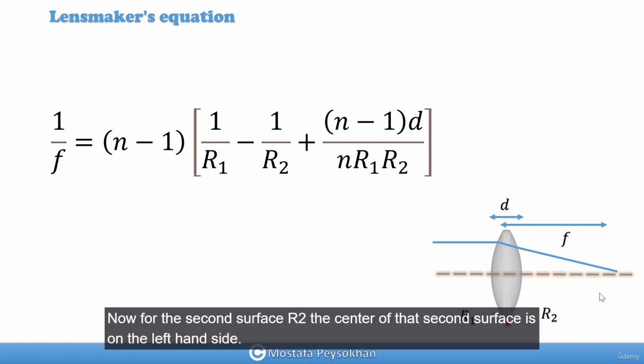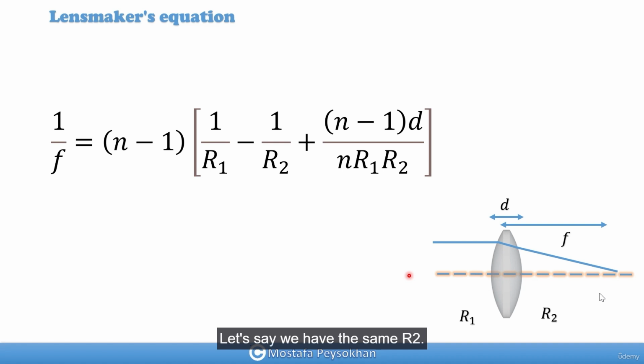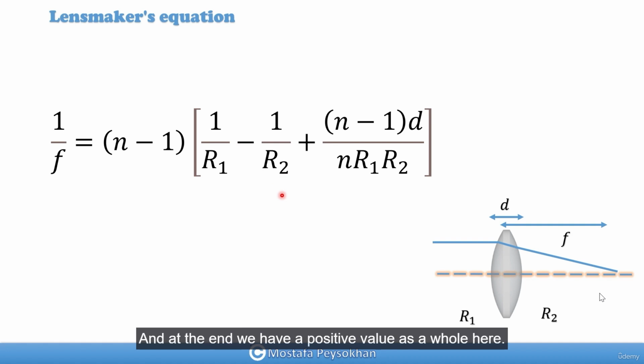Now for the second surface, R2, the center of that second surface is on the left-hand side. Let's say we have the same radius. So R2 in this case is negative 100. So we have minus 1 over negative 100. So this negative cancels, and at the end we have a positive value as a whole here. The same goes for the rest of the equation.